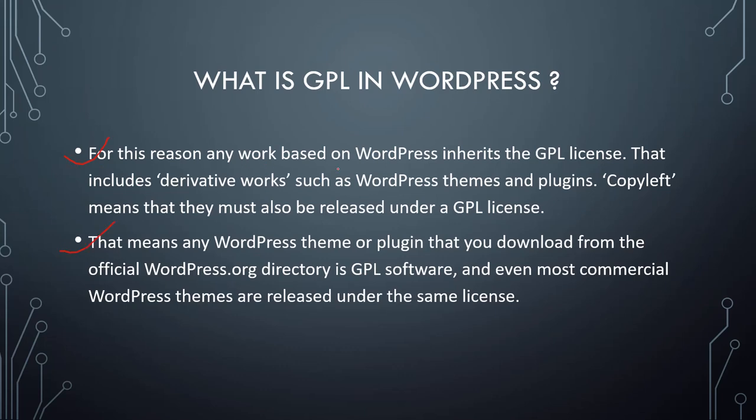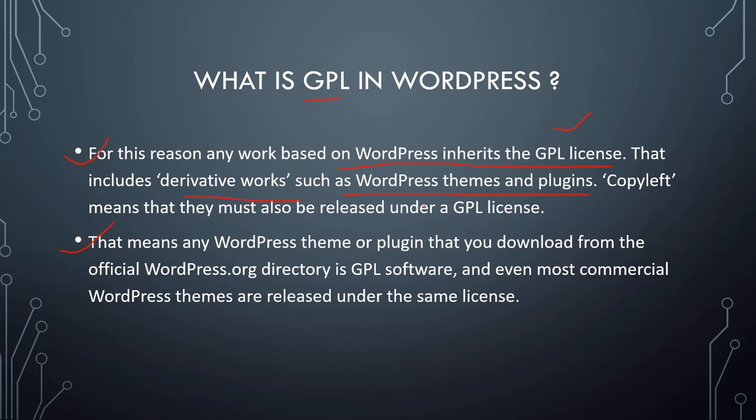For this reason, any work based on WordPress inherits the GPL license. Yes, if there is any modification on WordPress, then that modified version will also come under the GPL license, as I told you just now, and that includes derivative work such as WordPress themes and plugins. And this is a very good statement to understand that our themes and plugins also come under this GPL license. You can modify any theme and plugin, and you can make your own version of that theme and plugin.